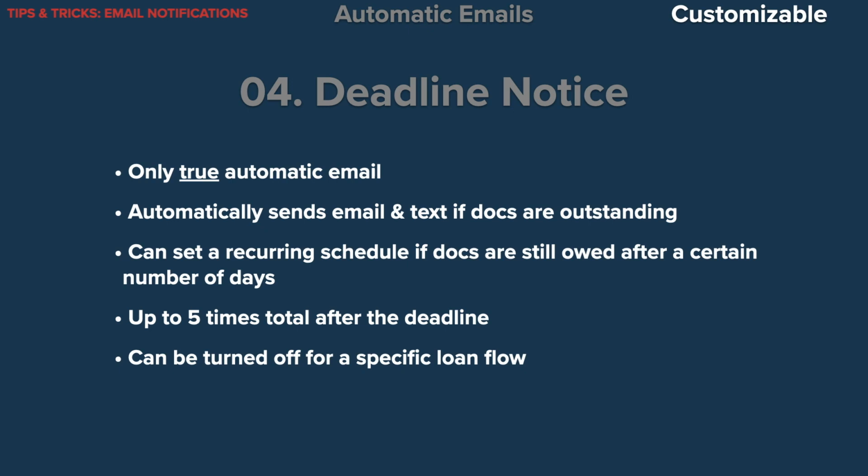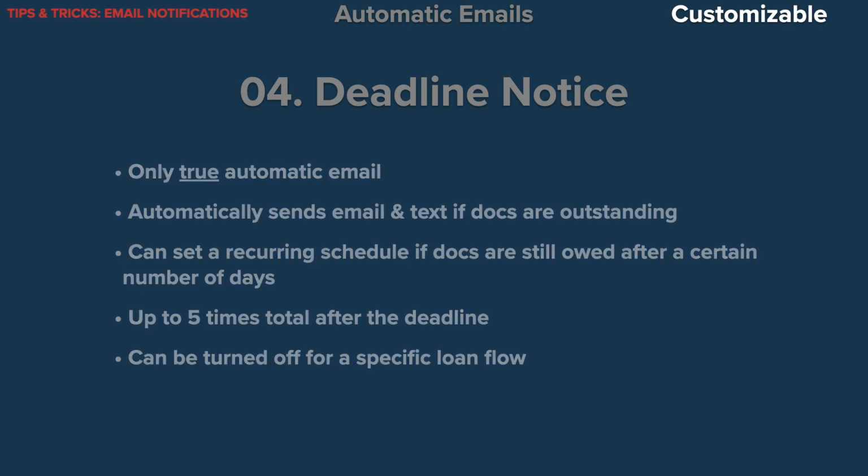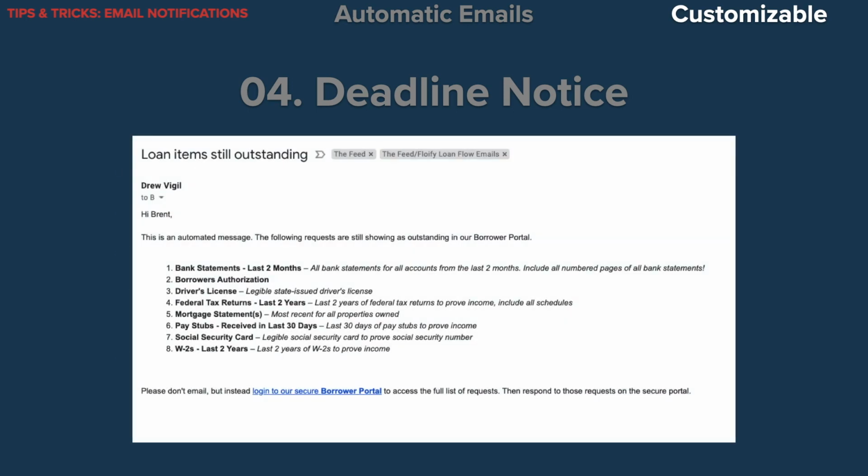And if you need, you can always turn these off for a specific loan flow. So if you run into a grumpy borrower who hates notifications, just know you can always turn these off per loan flow if you need to. That email looks like this: loan items still outstanding. This is an automated message. The following requests are still showing as outstanding in our borrower portal, and it's going to list off any items that are still owed by the borrower. Okay, and then again, it'll go out on the deadline, and you can set it to go up to 5 times after the deadline.